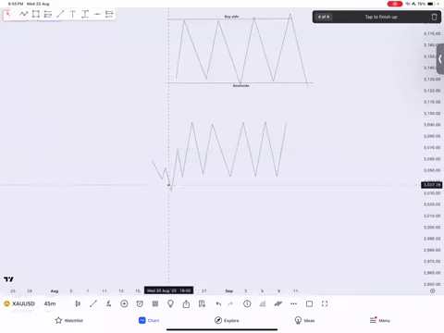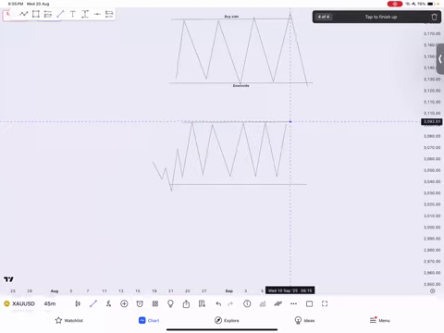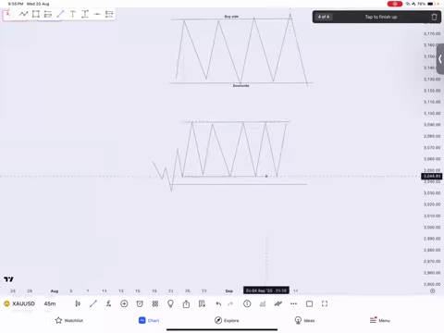So you already have your POI in order. Your POI is down here for a buy. Now up here will be your buy side liquidity. And down here will be your sell side liquidity.